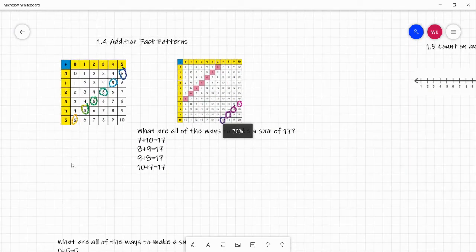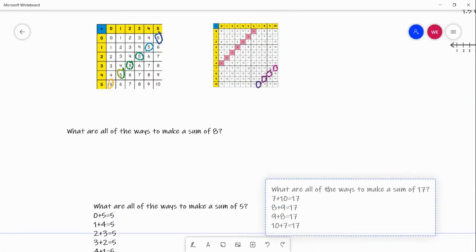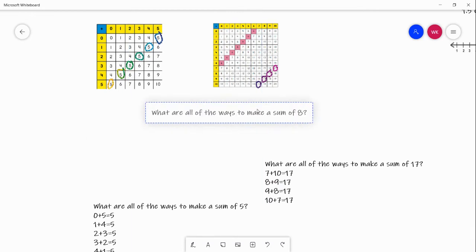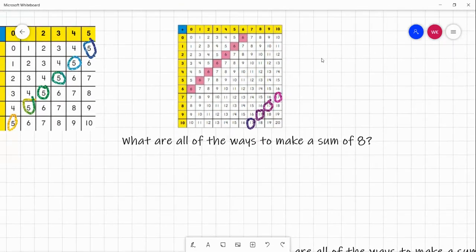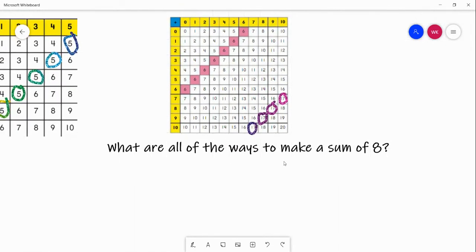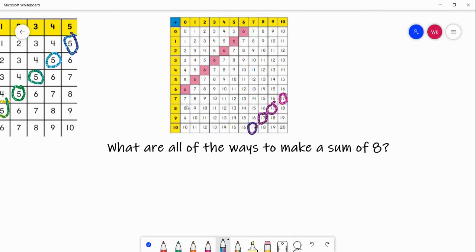So I'm going to go ahead and do one more of these with you guys. We're going to try to find the sum of 8. What makes a sum of 8? So we are going to look for all of our 8s in here. I'm going to go ahead and circle them for you guys. I'm just going to go like that. That's way easier. Okay, all of those sums of 8. All right, so we are going to go ahead and start writing down our equations.